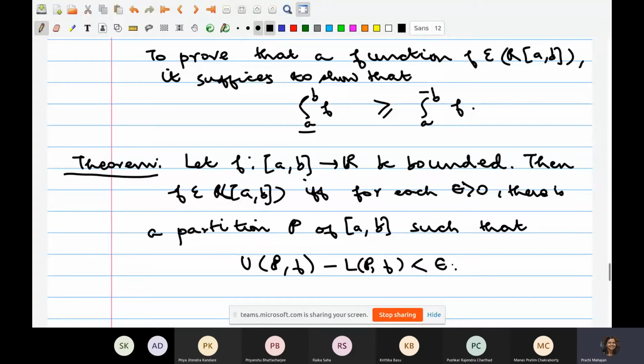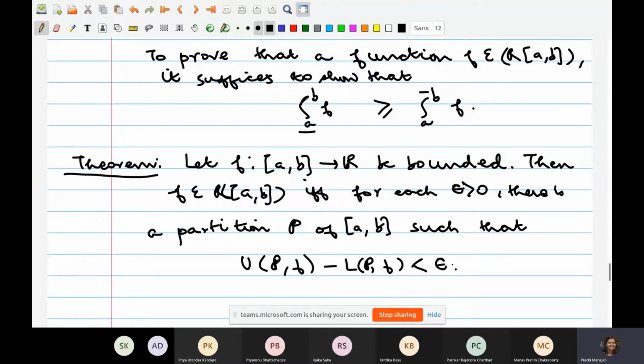This is very, very useful because this condition uses only one partition, whereas when dealing with both the upper and the lower integrals, one needs to approximate with two partitions, one which approximates the upper integral and one which approximates the lower integral. If you stare hard at the proof of the lemma that we did, we actually proved this theorem. So I will skip the proof of this theorem. It is there in the proof of the lemma that we just did.